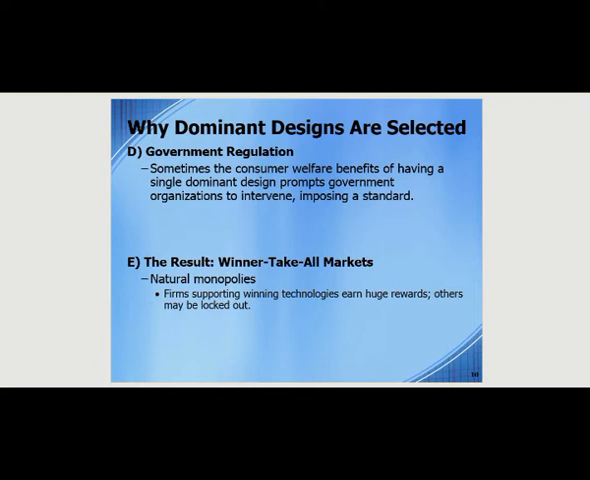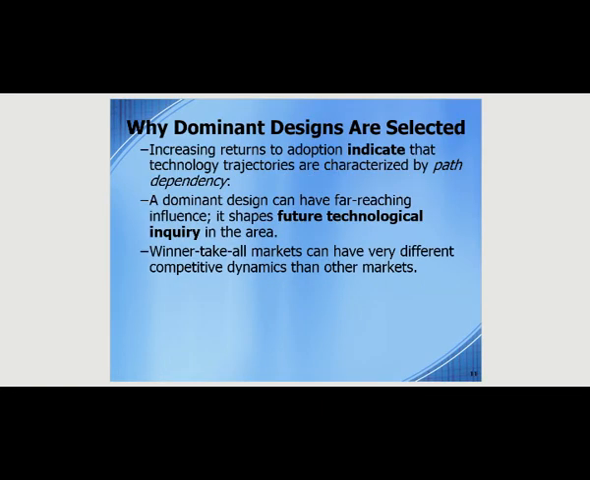The result, winner takes all markets. Natural monopolies. Firms supporting winning technologies earn huge rewards. Others may be locked out. Increasing returns to adoption indicate that technology trajectories are characterized by path dependency. End results depend greatly on the events that took place leading up to the outcome.